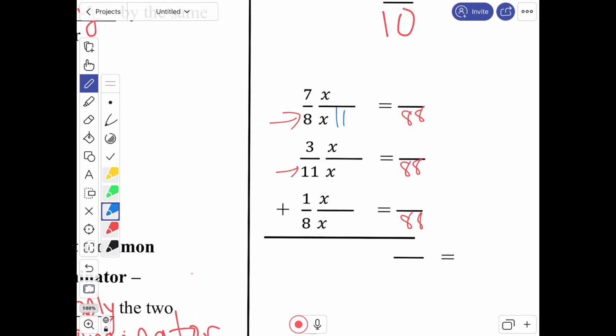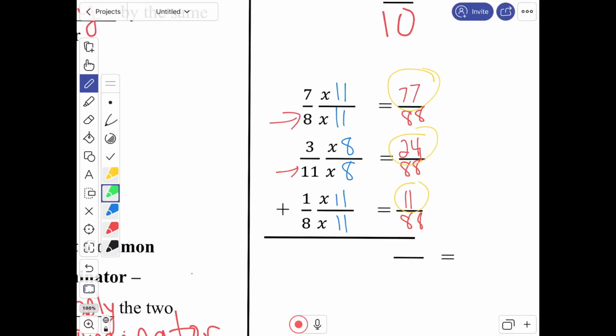So, to change 8 to 88, we multiply by 11. So on top, that gets me 7 times 11, which is 77. And to change 11 to 88, we multiply by 8. So that numerator would be 24. Again, to change 8 to 88, we multiply by 11. So if I do that on top, I get 11.